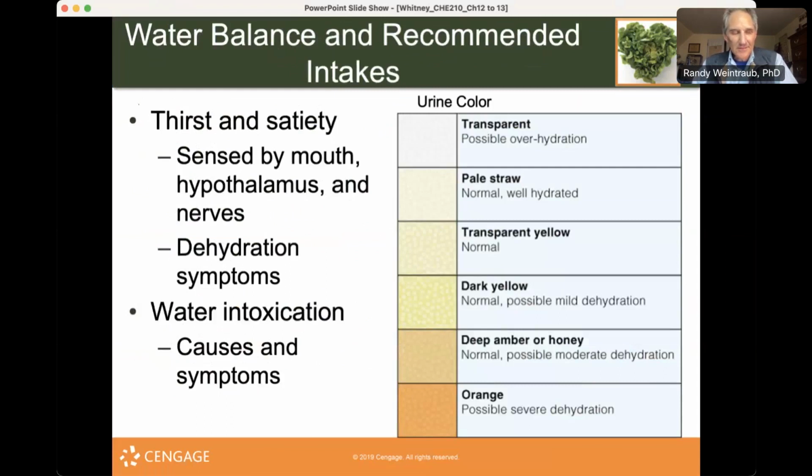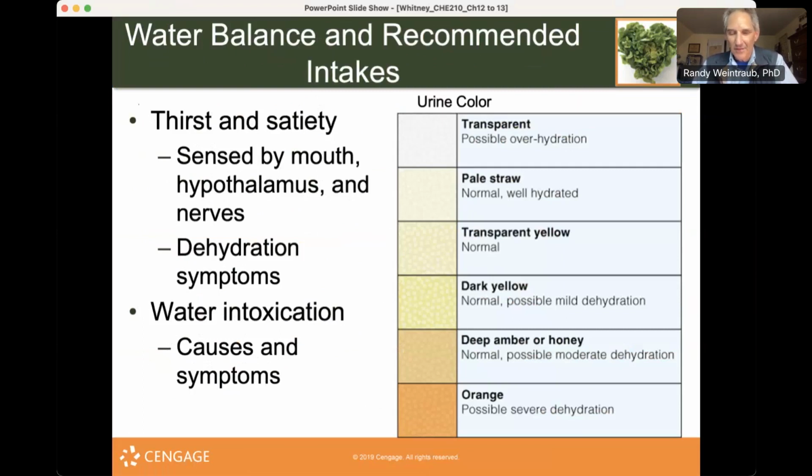Our body senses through our thirst and satiety, sensors in our mouth, through our hypothalamus and nervous system, when we're feeling dehydrated or thirsty, and when we're in fine shape. These are systems to sense dehydration. Yes, we can have too much water, and that's water intoxication. Rare, but it can happen.